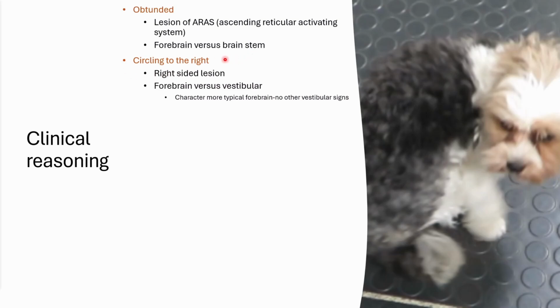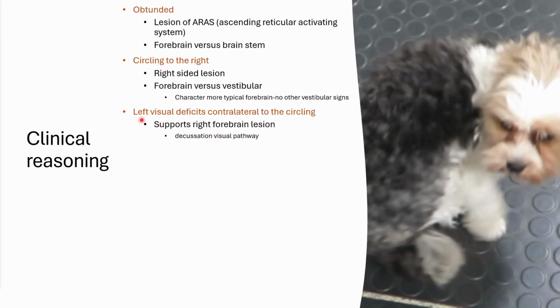We've got circling to the right. That's a sign that tells us there is definitely a right-sided lesion. So we know that there is a problem on the right. And it comes down to, is it circling because of a forebrain lesion or a vestibular lesion? Well, the character of this circling was much more typical of forebrain, with that tight circling and well coordinated, and with no other vestibular signs. Again, if you're not clear on why that is, then I suggest you check out my circling video. So that makes right forebrain most likely.